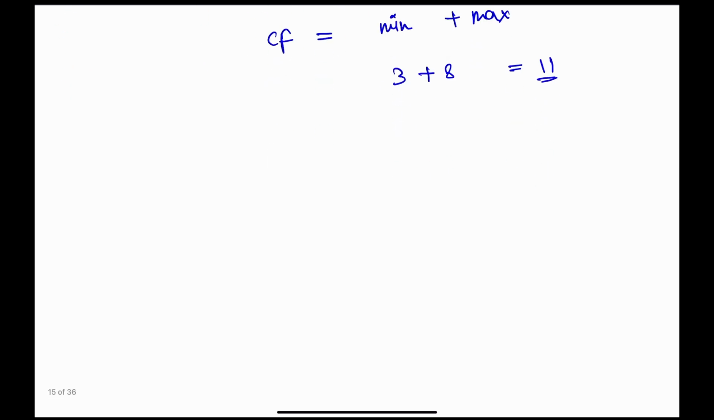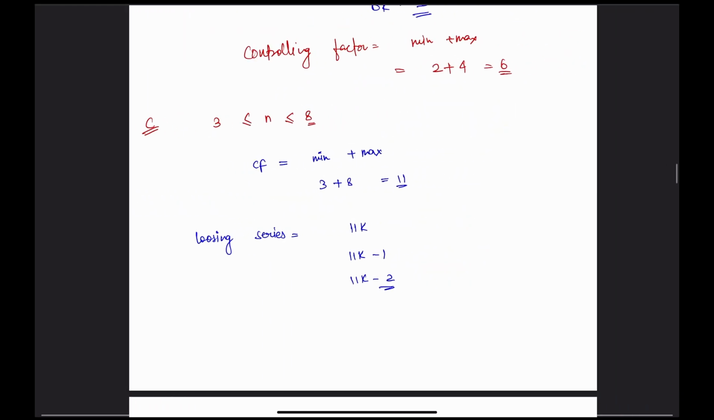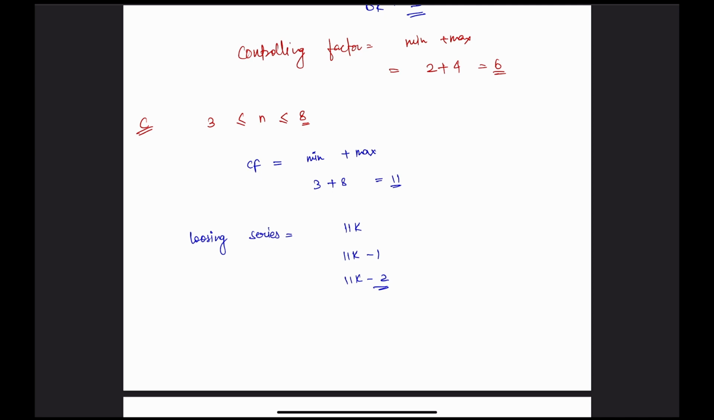So our losing series will be 11k minus 1, 11k minus 2. Easy. So this is how this approach will work. Or let's just take one example and try to visualize this question.